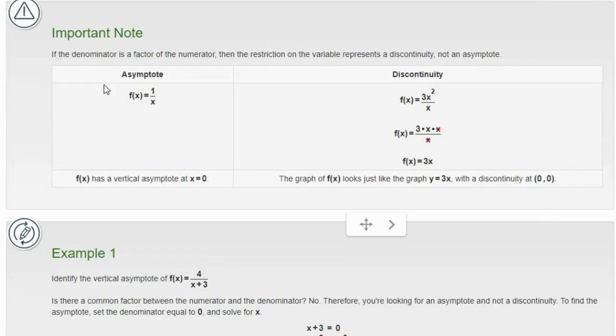So let's talk about it again. If the denominator is a factor of the numerator, then the restriction represents a discontinuity or a hole. When we had x minus 2 canceling out with x minus 2, that created a hole. If we have 3x squared over x, you have an x and an x that will cancel each other out in the numerator and denominator, which means there's a hole at (0, 0), not an asymptote.